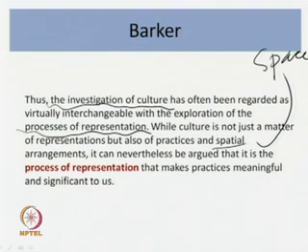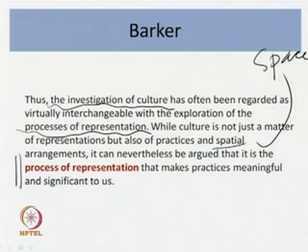We distinguish it from the word special, S-P-E. The word also of practices and spatial arrangements. It can nevertheless be argued that it is the process of representation that makes practices meaningful and significant to us.